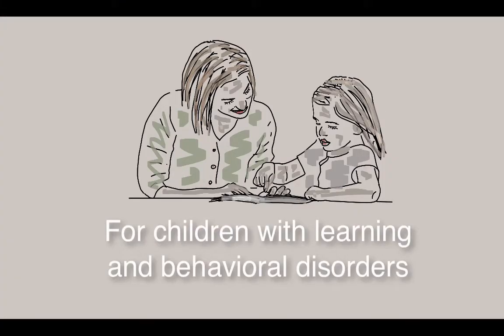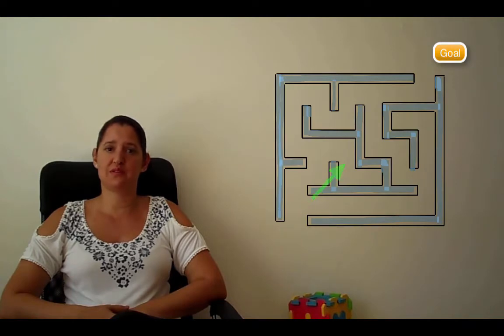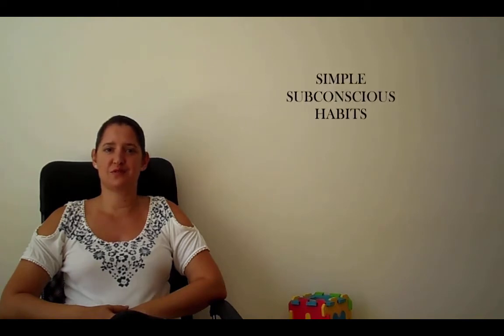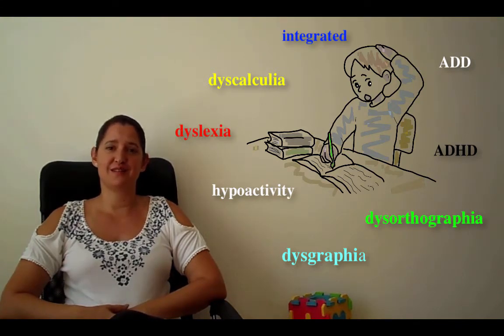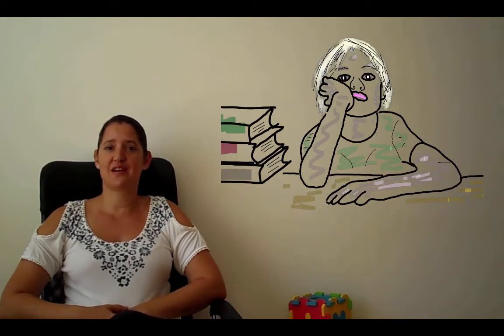For children with learning and behavioral disorders. The program was created mainly for children with special learning needs and for children with attention deficit disorder. It aims to make pupils learn faster, easier, and more independently. It is therefore suitable for children integrated with learning and behavioral disorders such as dyslexia, dysgraphy, dysorthography, ADHD, ADD, and others. The program has been proven to be useful for children with learning difficulties and socially disadvantaged children.